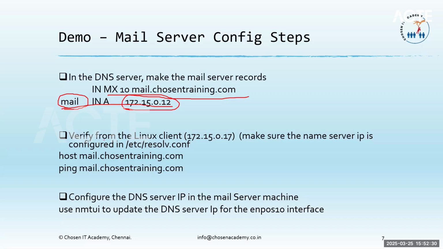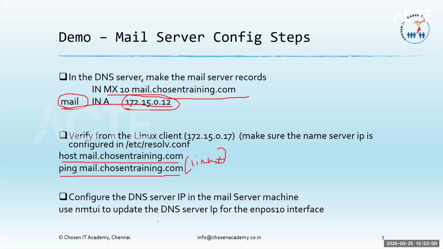And from my mail clients, I can check whether my mail server is reachable or not using the ping command. You can ping mail.chosentraining.com, or you can use host mail.chosentraining.com. This host command is only available in Linux. Cannot use it in Windows. However, we can use the ping command to check whether the connectivity with the mail server is good or not.